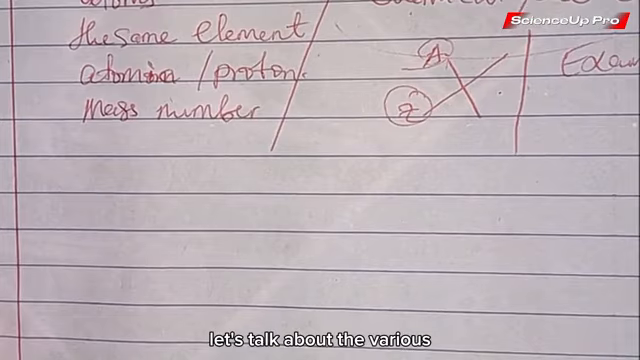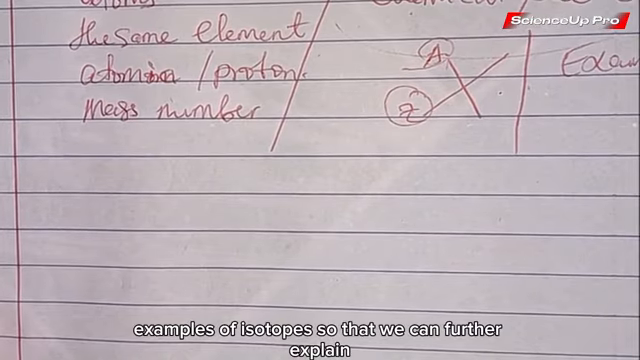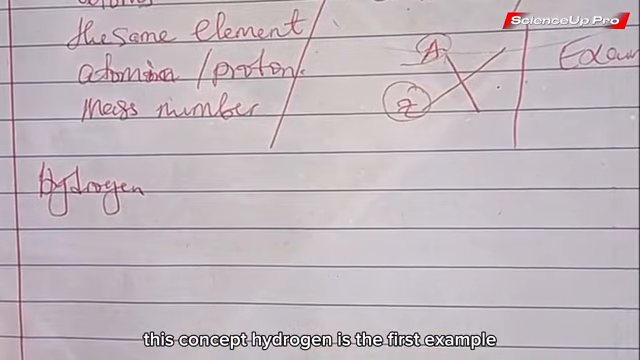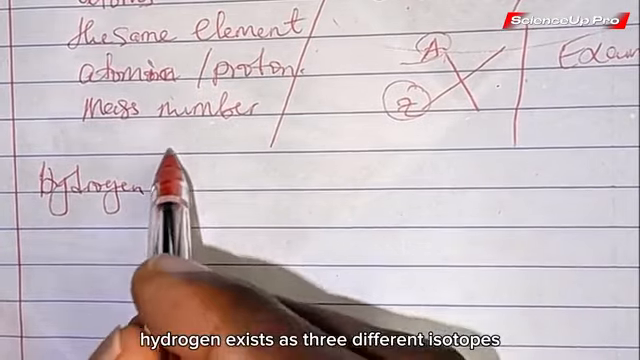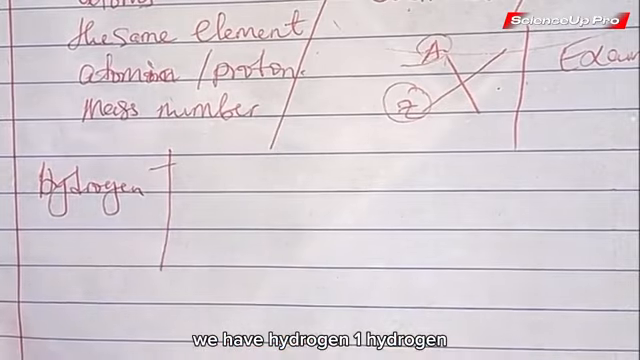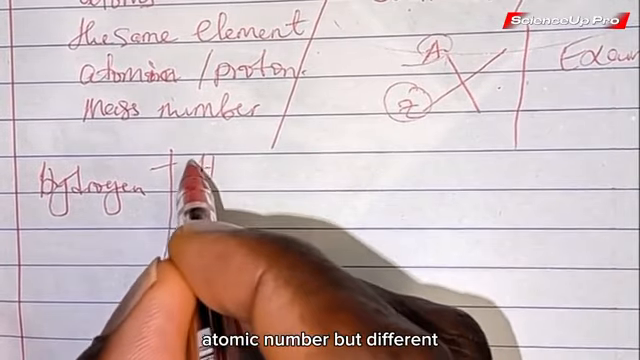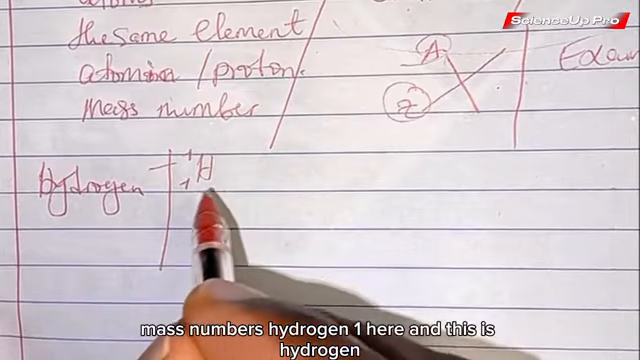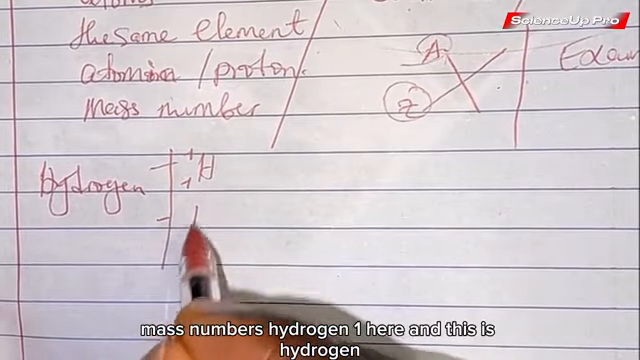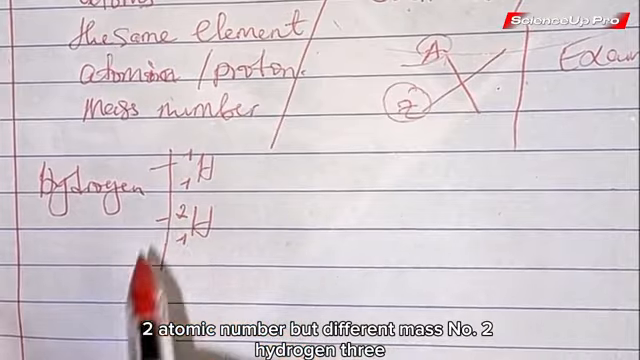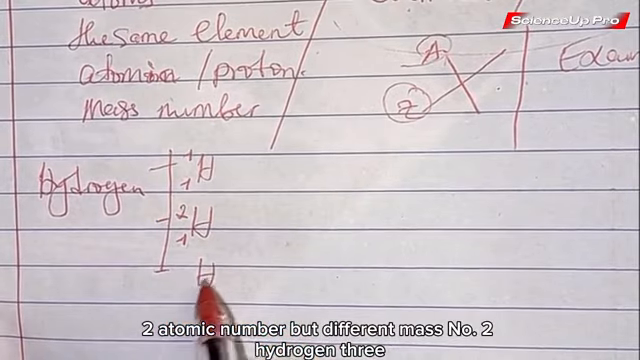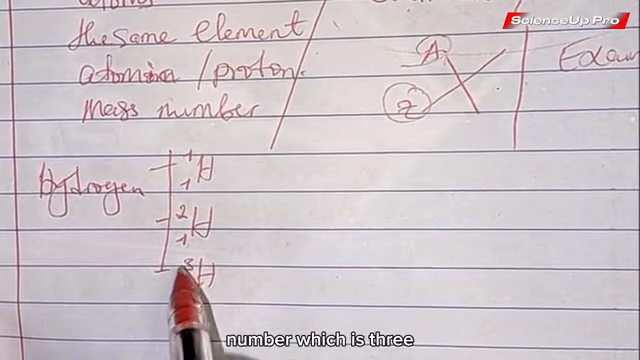Let's talk about the various examples of isotopes so that we can further explain this concept. Hydrogen is the first example. Hydrogen exists as three different isotopes. We have hydrogen 1, hydrogen 2, and hydrogen 3. This is hydrogen 1, with the same atomic number but a different mass number. Hydrogen 2 has the same atomic number but mass number 2. Hydrogen 3 has the same atomic number, and the mass number is 3.